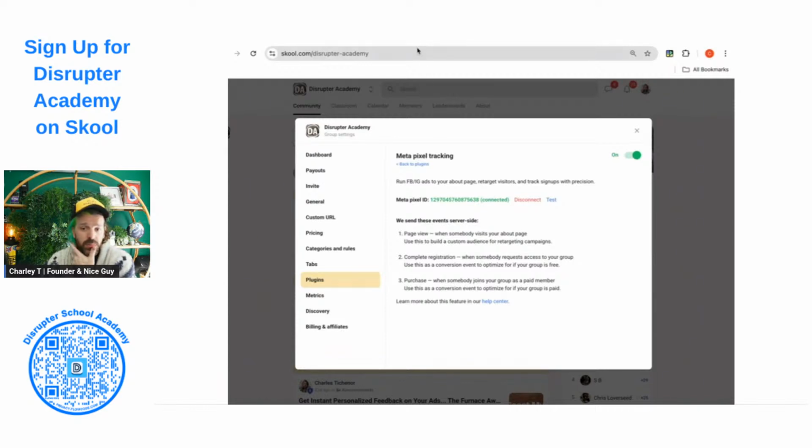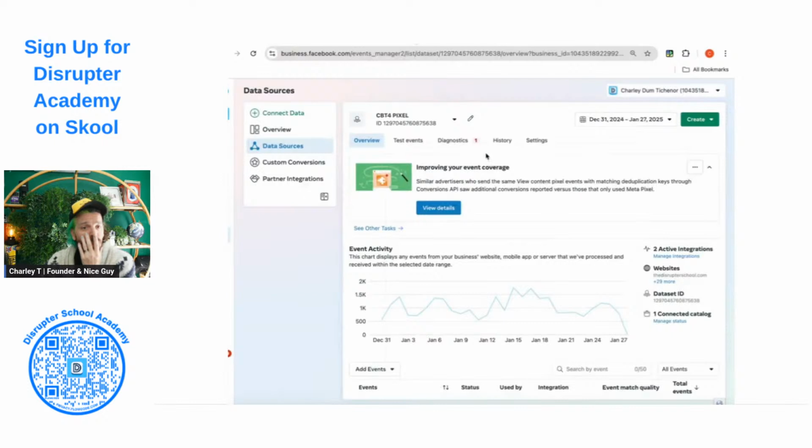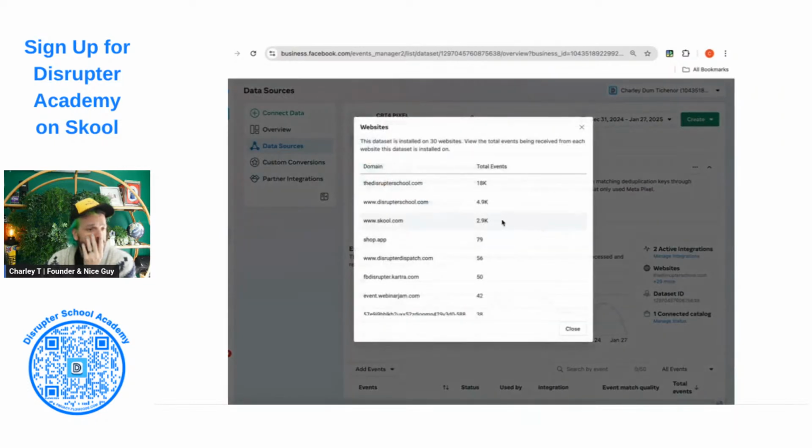And that's actually really easy. We're going to go back to the Events Manager, and we go over to the Websites section, and you'll see the list of websites that your pixel is installed on. I've set this up a while ago, and you can see that I have 2.9 thousand events. That's all that matters. We are tracking, and everything is good to go.